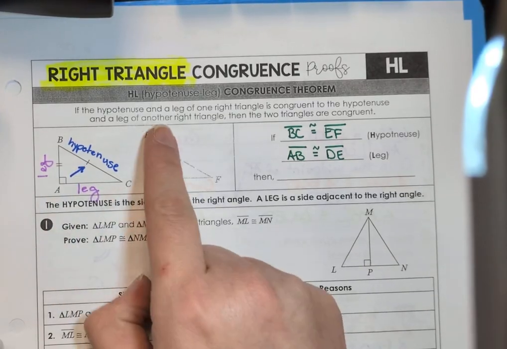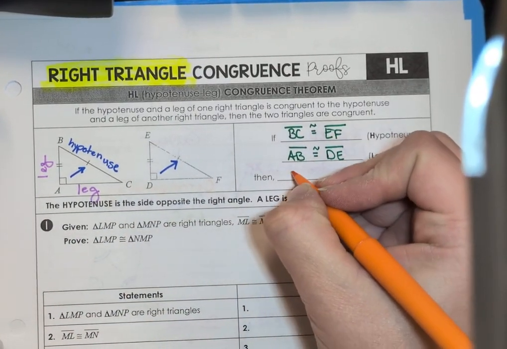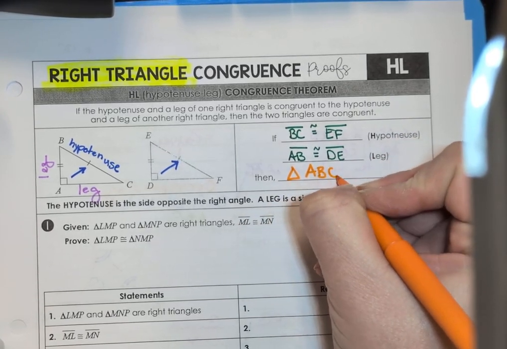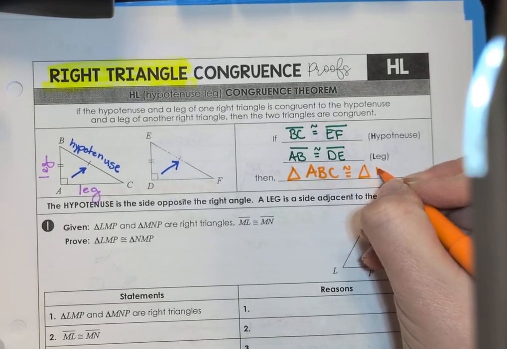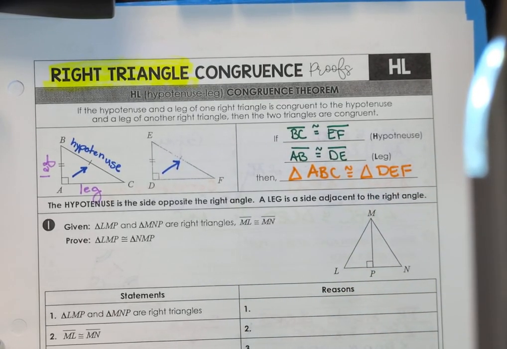No, AB, DE for the leg. So then, if I said triangle ABC is congruent to what? DEF. Yay! Good job.